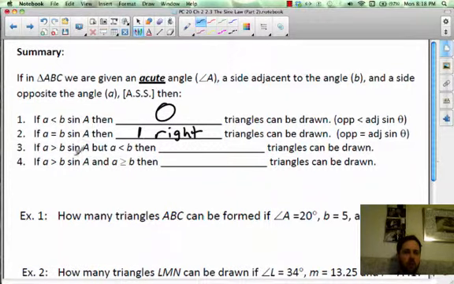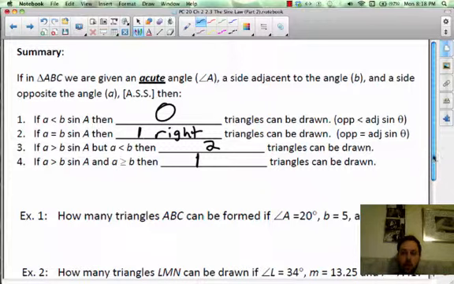If A is greater than B sine A, but still smaller than B, then 2 triangles can be drawn. So A is smaller than B, so when we swing it, we can still make a second triangle. Now, if A is greater than B sine A and greater than or equal to B, then only 1 triangle can be drawn, because when we swing that arm, it's going to extend past where B hits.